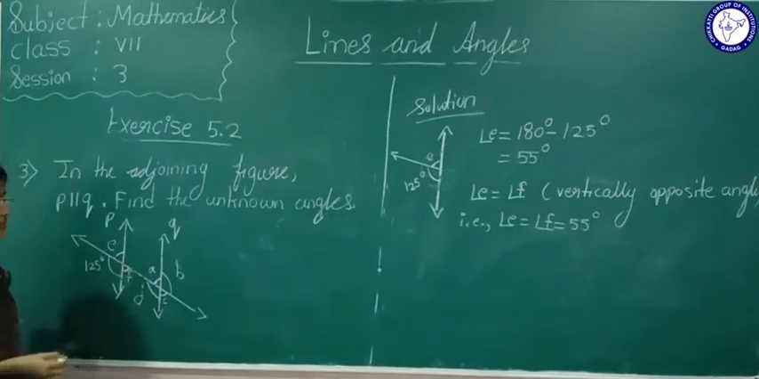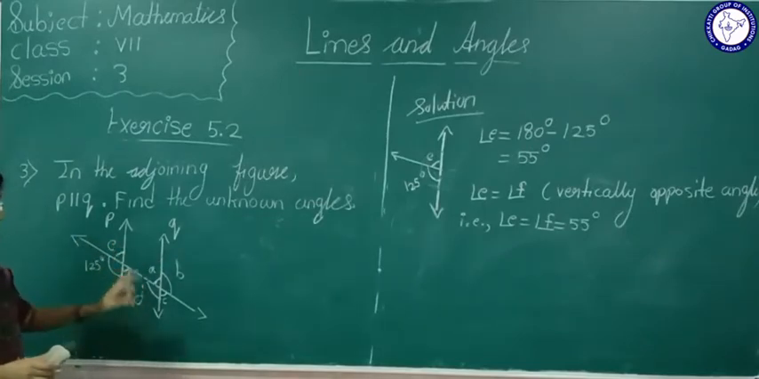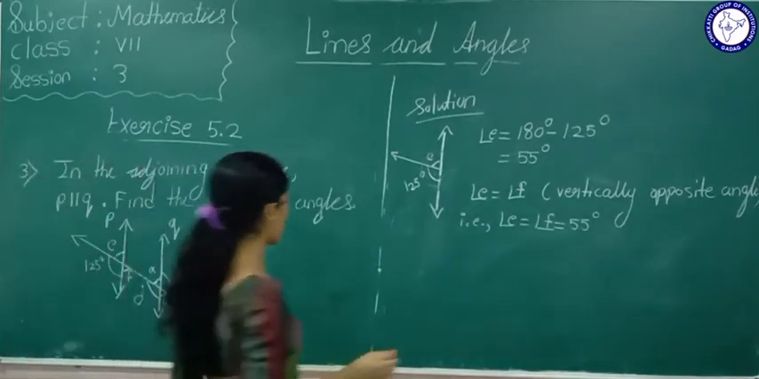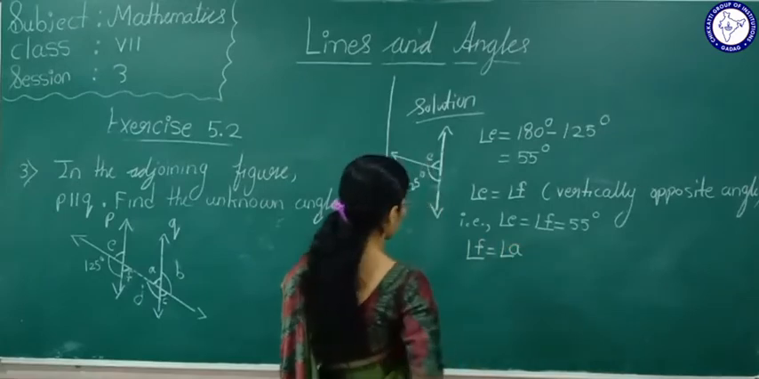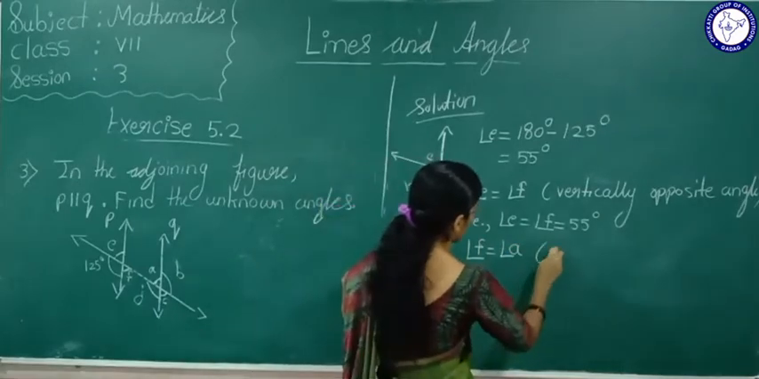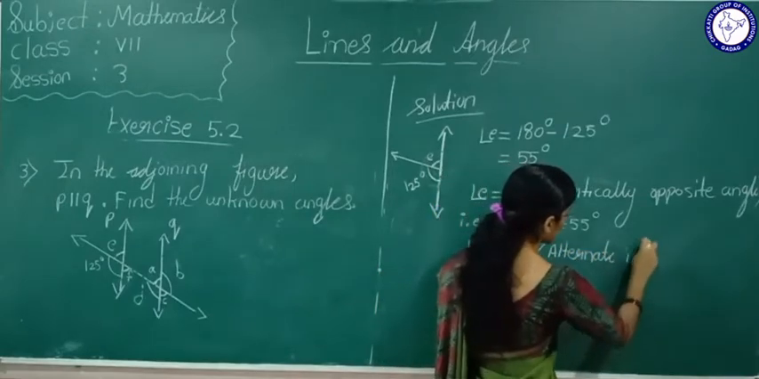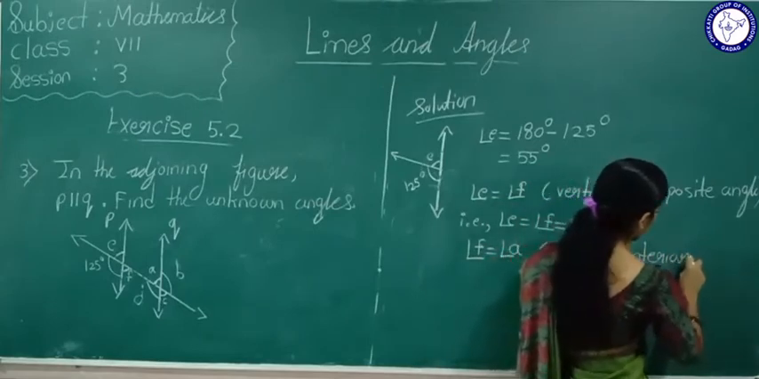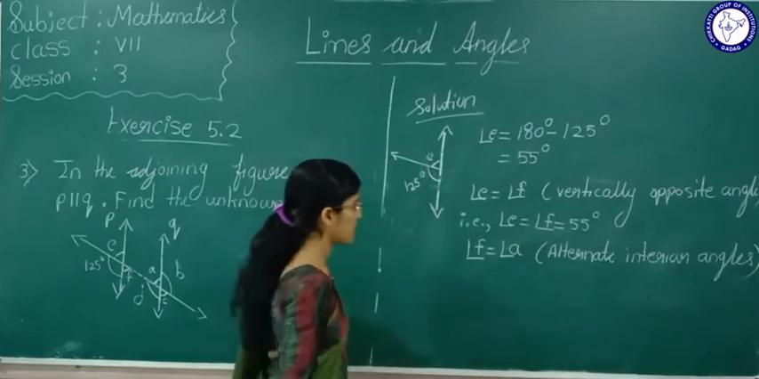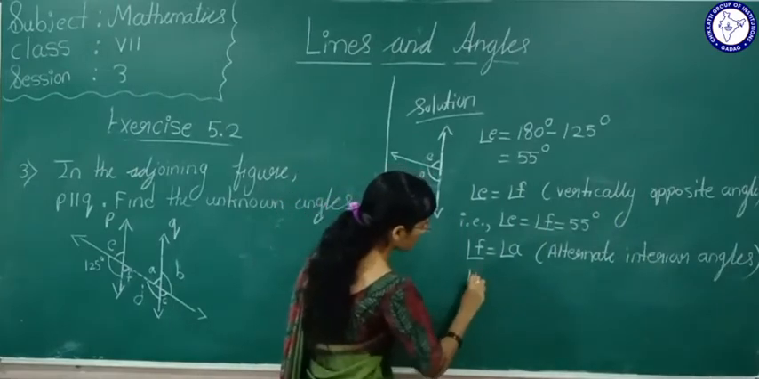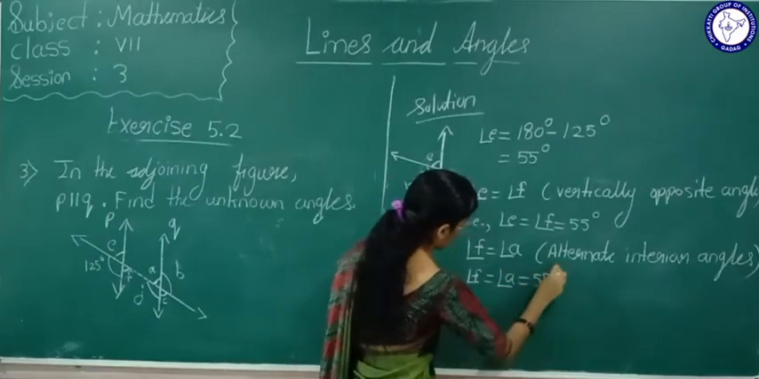Alternate interior angles. We know that if these two lines are parallel and one transversal is there, alternate interior angles are equal. So what we can tell here? Angle F is equal to angle A. Alternate interior angles are equal. We know that, right? Now angle F is 55 degrees, right? Therefore angle A is equal to 55 degrees.